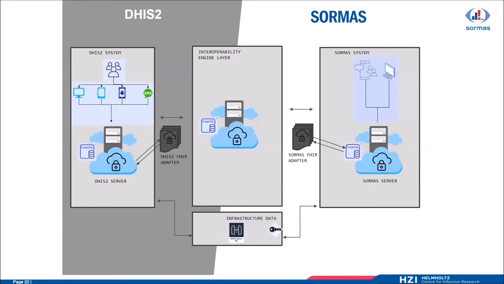This is an example of what we're doing using what is called the interoperability engine layer via a FHIR adapter and using the HL7 standards. We have two types of information flow or interoperability, where we have the native API endpoint that pushes information from SORMAS, that pulls information from DHIS2, especially infrastructure information, and also shares information via HL7 standards via FHIR. And the SORMAS FHIR adapter is what we're working on now, that will be interoperable, not just with DHIS2, but with other systems as well.